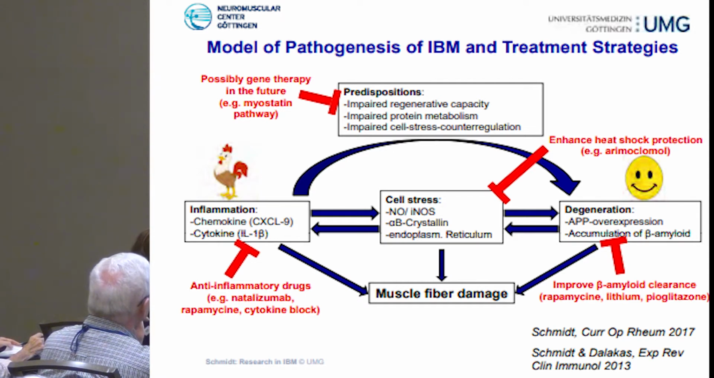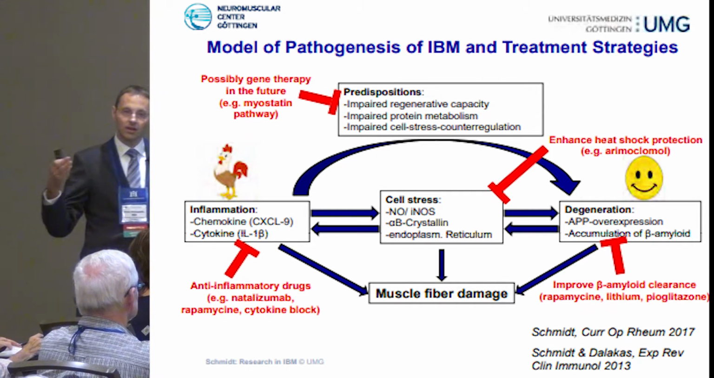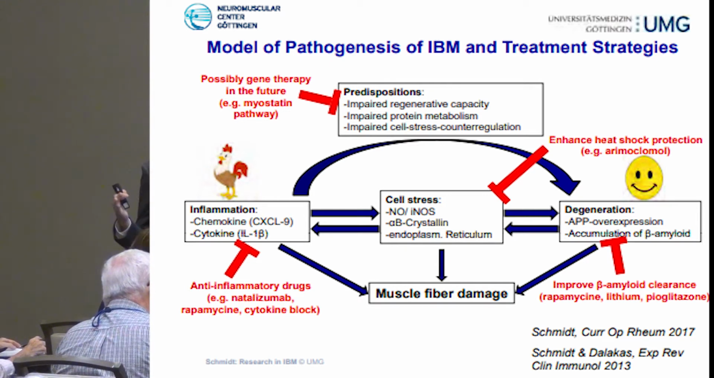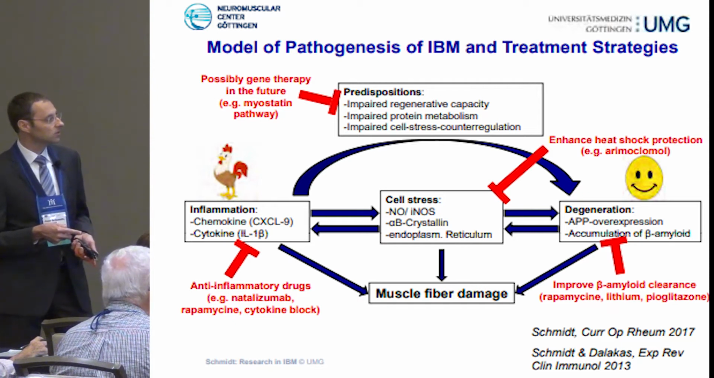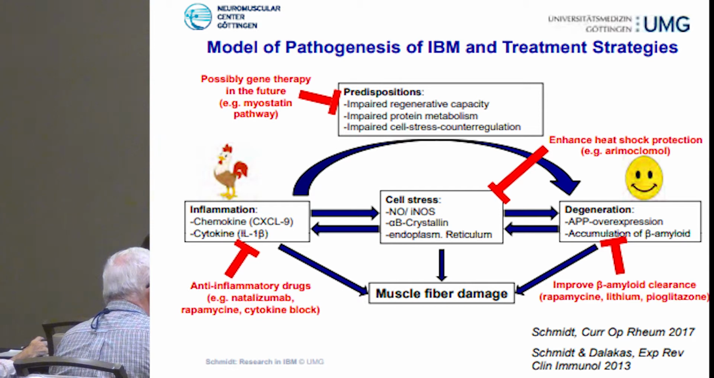So why is this important? Because we think that this helps us in defining the next steps of hopefully finding drugs that can stop or at least reduce the progression of the disease. So in terms of blocking the inflammation, attractive targets would be, for example, natalizumab, rapamycin, or to block cytokines, and I will come back to that in a minute.